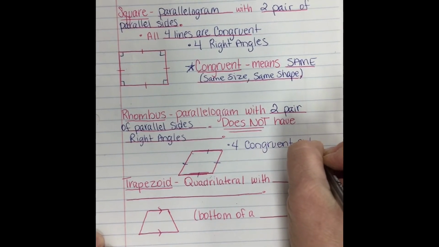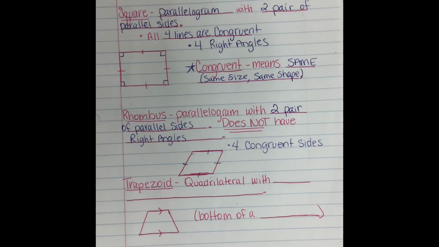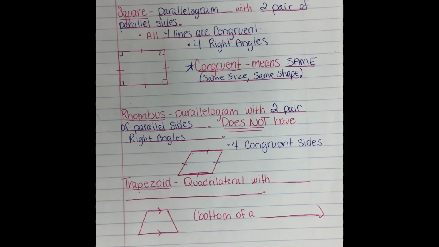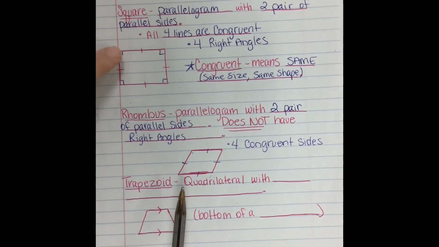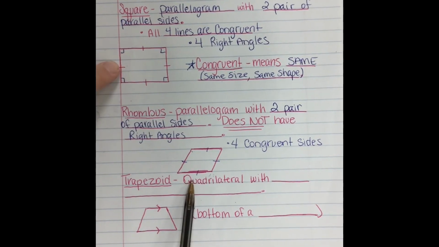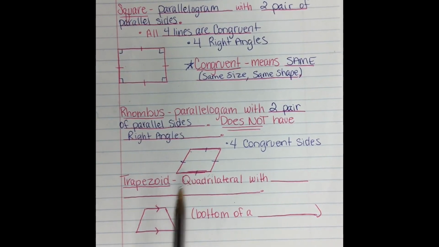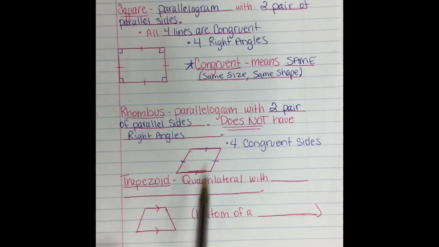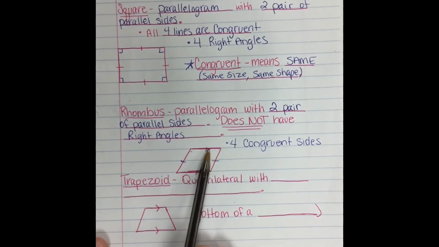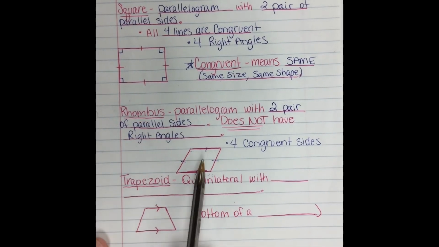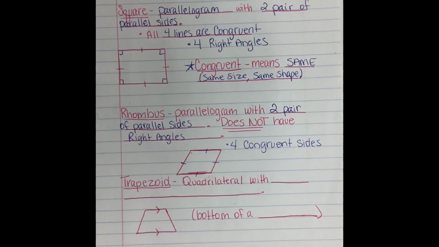The only thing that a rhombus does not have that a square has is the right angles. So these are both the same thing, except for what I would say is a rhombus is a square that somebody sat on. Okay, so it squished it and leaned it to the side. So the lines are the same length. They're both parallelograms. The only difference between the two is a rhombus does not have right angles.